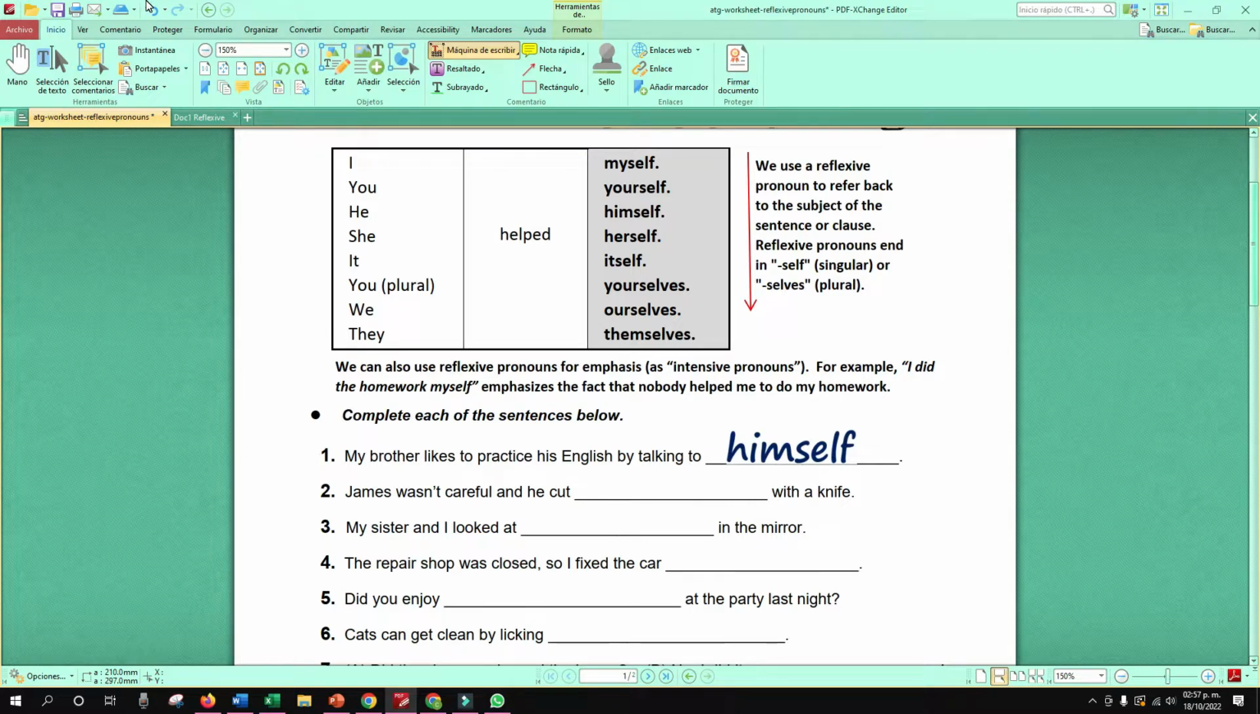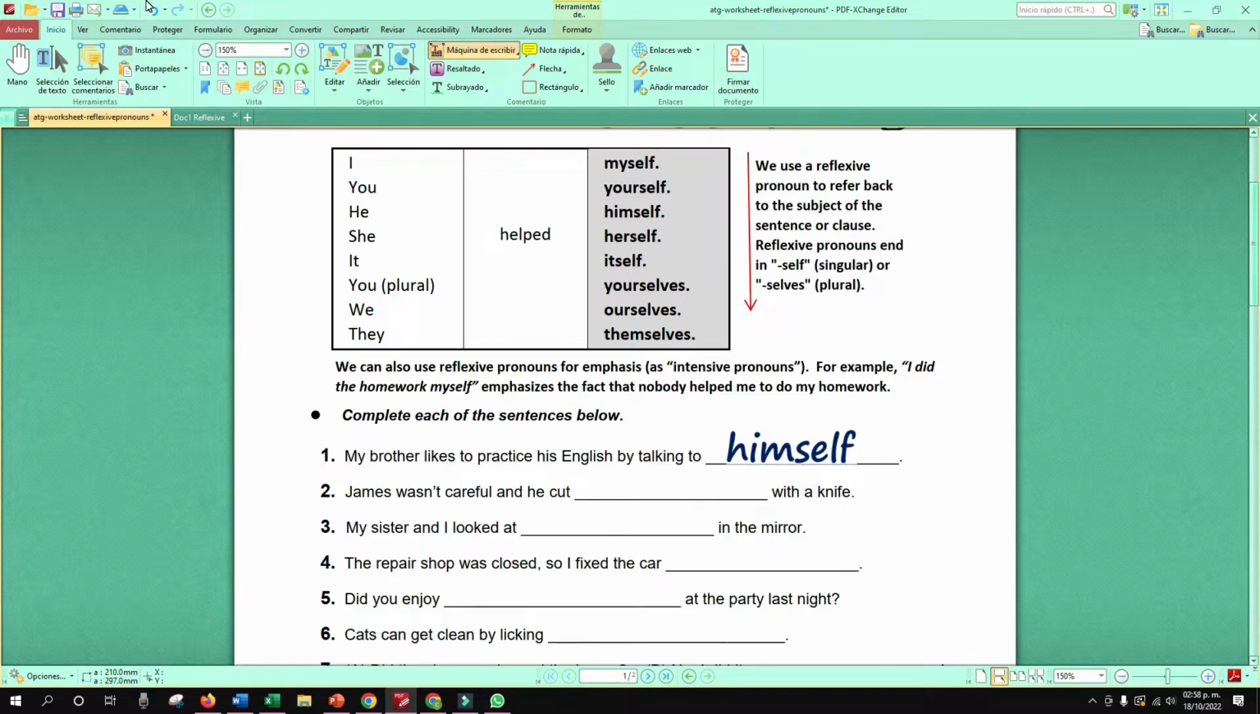Emphasis, the fact that nobody helped me to do my homework. See, there we have that example. I did the homework myself. Yo hice mi tarea por mí mismo, ¿verdad? Estamos haciendo énfasis que no vino nadie más, no vino mi papá, no vino mi hermano a ayudarme a realizar la tarea. Entonces estoy haciendo énfasis que yo realicé la tarea.